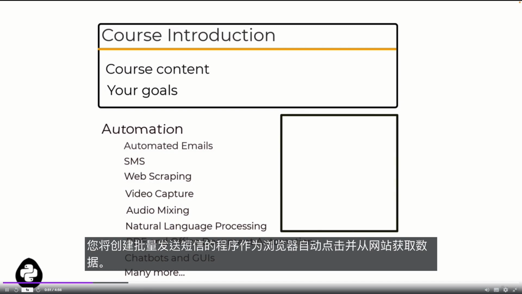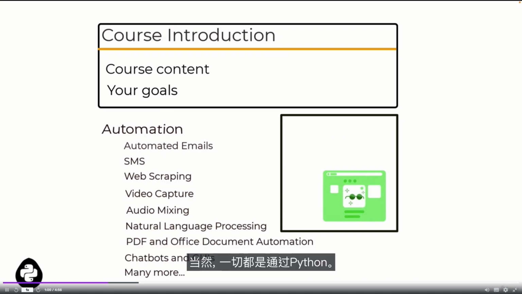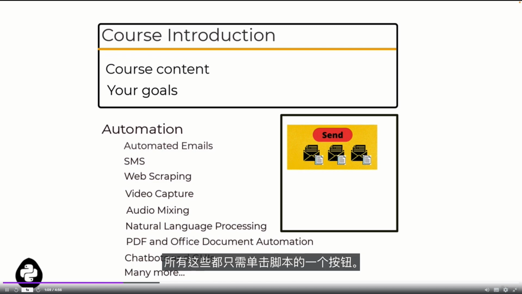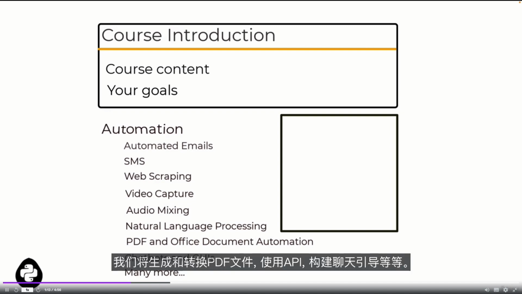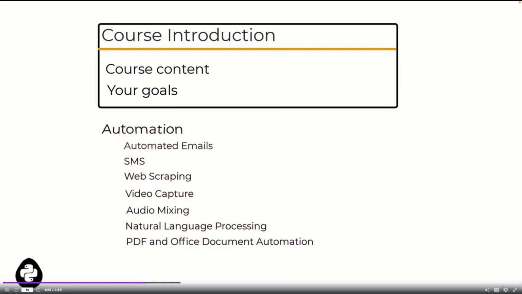You will create programs that send SMS messages in batch, access the browser automatically, and click and get data from websites. Of course, everything via Python, so Python will do all that. And send email to hundreds of email contacts, attaching files for each email, all with a click of a button of your script. And it will be generating and converting PDF files, working with APIs, building chatbots, and many more. Everything can be automated with Python.